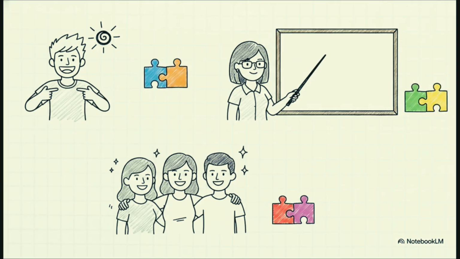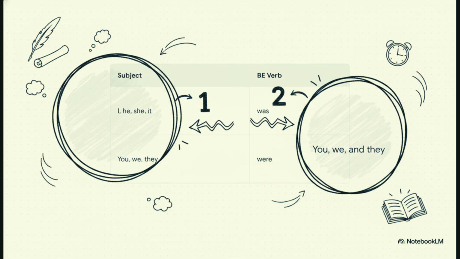Let's see this in action. If I'm talking about myself right now, I'd say, I am happy. If I'm talking about a woman and her job, it's, she is a teacher. And for a group, they are my friends. Notice how that verb seamlessly locks in with the subject, I am, she is, they are. It just clicks.